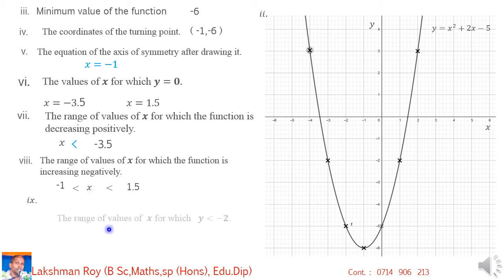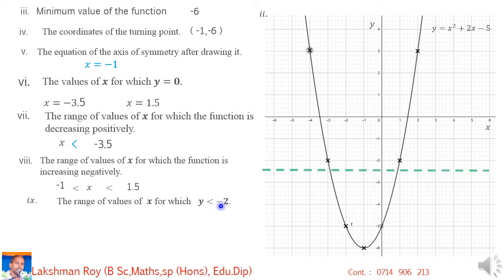Right, next move to another question, students. So another question is the range of values of x for which y is less than -2. First, in this type of question you should draw the line. What is the line? Forgetting the inequality, draw the y equal -2 line. So you can see there, this is the line y equal -2.